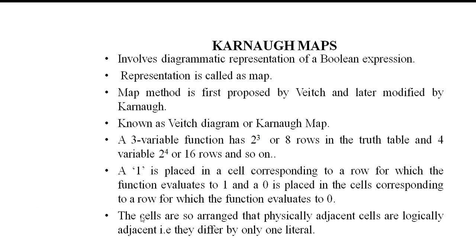Next, in a Karnaugh map, the cells are arranged. How are they to be arranged? See, they are to be arranged in such a way that those cells are physically adjacent and logically adjacent. That means if you see the adjacent cells and observe the product terms among them, those product terms differ by only one literal. Understood? Okay.